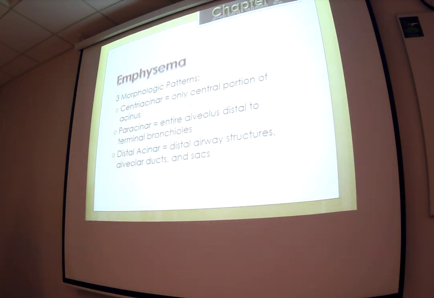There are three morphologic patterns with emphysema. So you have centroacinar, which is only the central portion of the acinus. Paracinar, which is the entire alveolus distal to the terminal bronchioles. Or distal acinar, which is the distal airway structures, alveolar ducts, and sacs. So they'll label it, determine where it's located in that bronchial system.